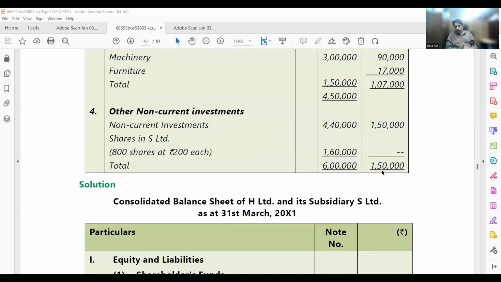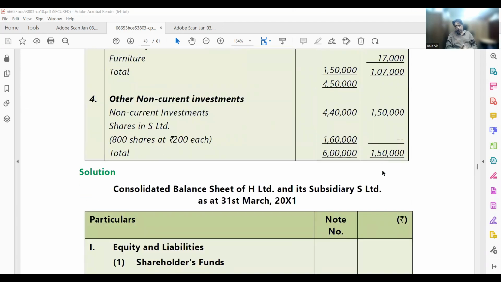What does 6 lakh represent? Have you got a note for that? Yes, sir. What is the note? Note number 4. Other non-current investments. Shares in S Limited. 800 shares at rupees 200 each, 1,60,000. You saw that I bought 800 shares in your company at rupees 200 each.